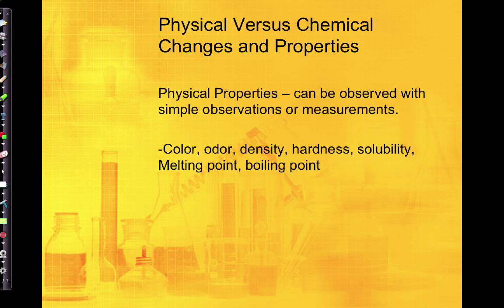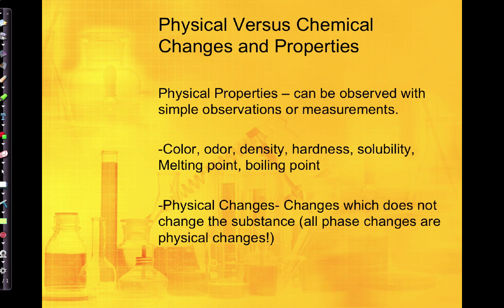So it could be color, the odor, the density, the hardness. Is it soluble in water or not? Is it soluble in oil? The melting point, the boiling point, those are all physical properties because you can make a simple observation or measure it. So if you can do any of those things without changing what the substance is, that's a physical property. So remember that anytime you melt something or boil something, that is not changing what it is.